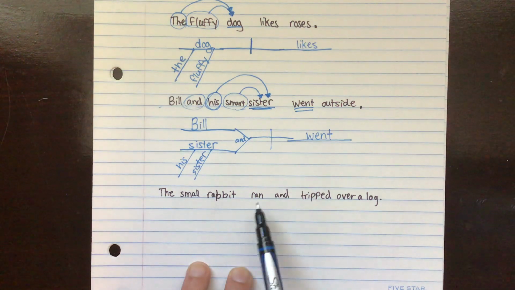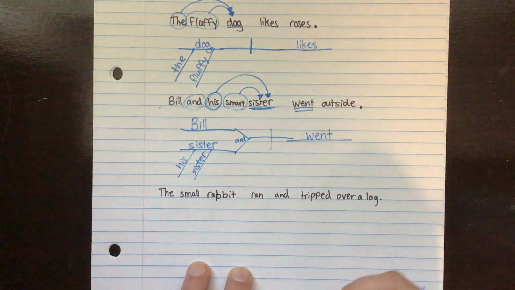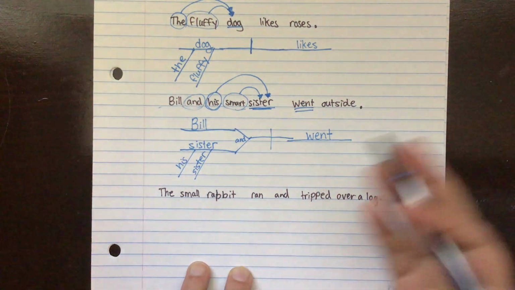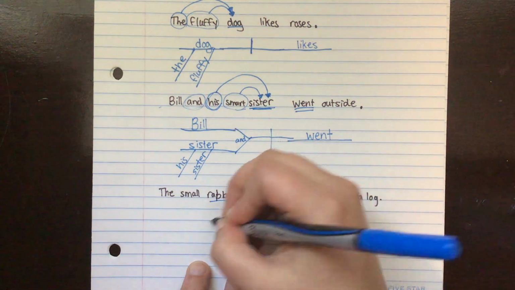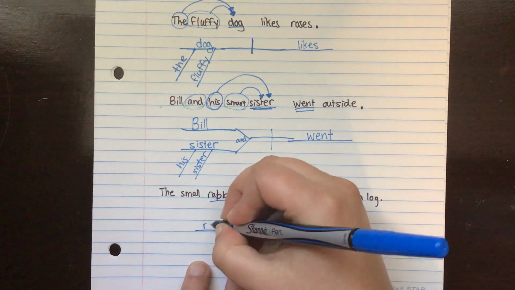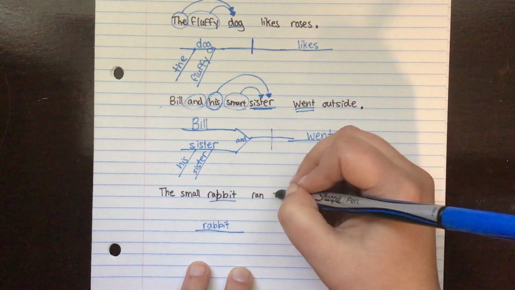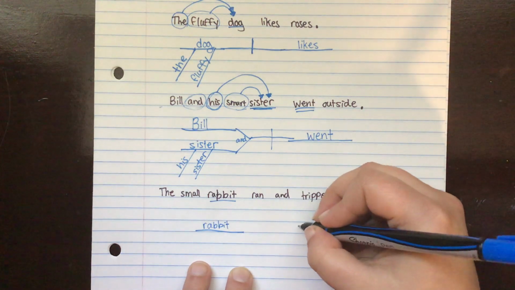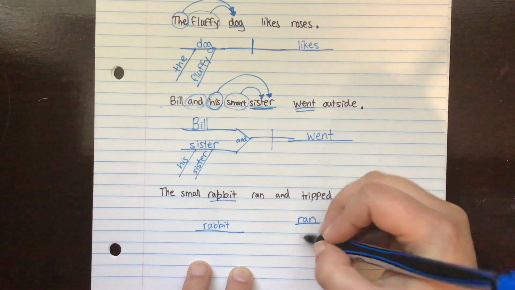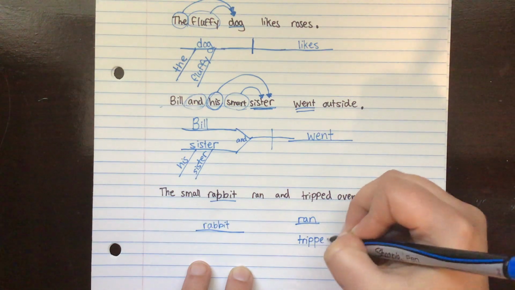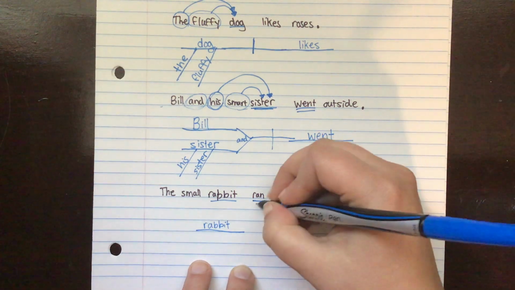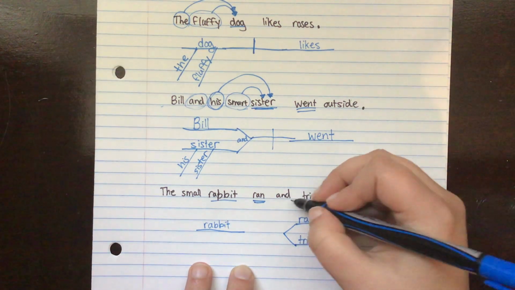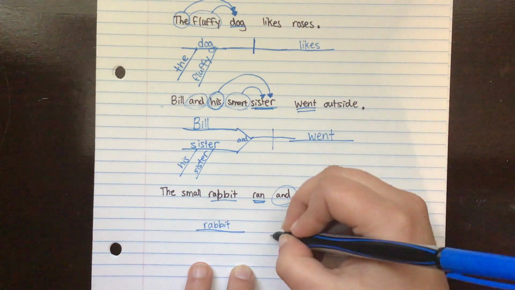Let's do the same thing for the last one real quick. The smart rabbit ran and tripped over a log. Or sorry, the small rabbit ran and tripped over a log. So I think, who's the main character in this sentence? It's the rabbit. Rabbit is my subject, so over here I write rabbit. Any other subjects? Nope, nothing else is running. So the rabbit ran and tripped. So we have the word ran and we have the word tripped. Both of those describe things that the rabbit is doing, so those are both of our verbs. And because there's two of them, they're connected with an and. We write the and in right here.